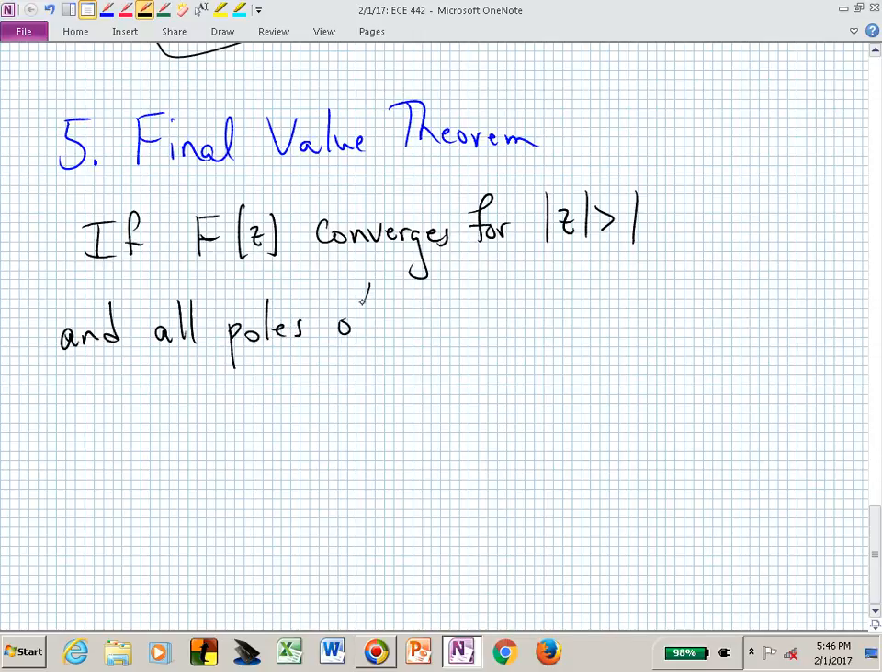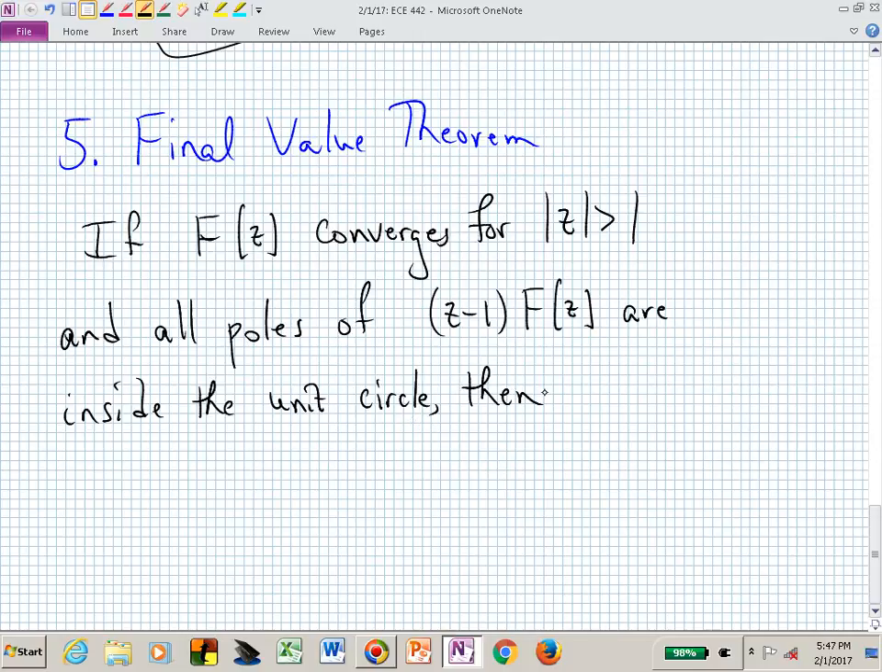And all the poles of z minus 1 times F of z are stable or inside the unit circle, then we can apply the final value theorem, which says that the limit of our time domain waveform, little f of n, as n marches off to infinity, can be found by looking at the limit as z approaches 1 of z minus 1 times F of z.